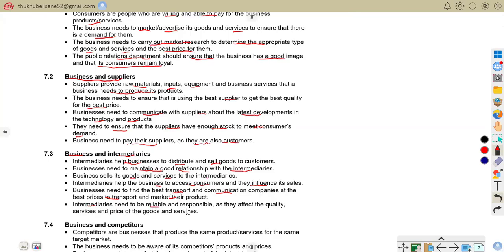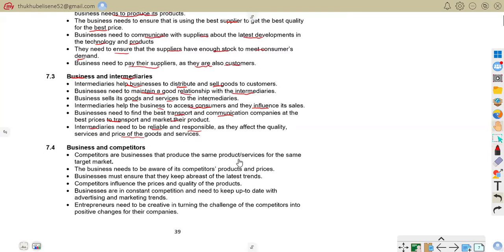Intermediaries need to be reliable and responsible as they affect quality, service, and prices of the goods and services. So you are talking about the intermediaries must be reliable. For example, late deliveries from a distributor cause lost sales. They cause loss of sales. So let us move on to business and competitors.